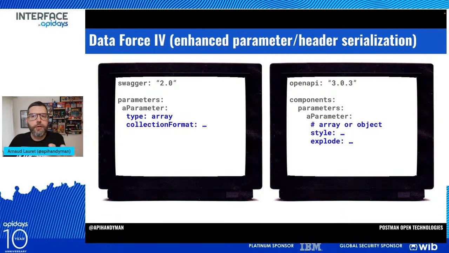But nothing regarding objects. In OpenAPI 3, you can serialize objects and arrays in headers or query parameters using a combination of style and explode. And so you can virtually do whatever you want.